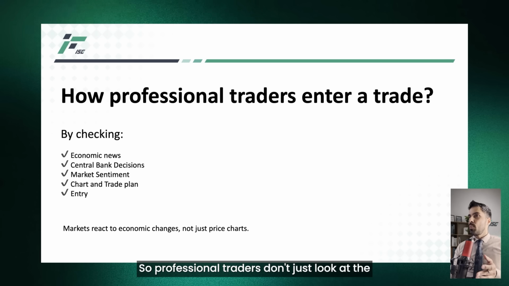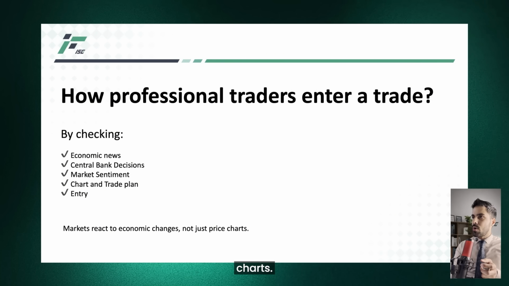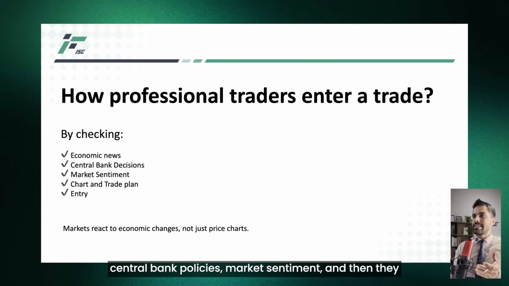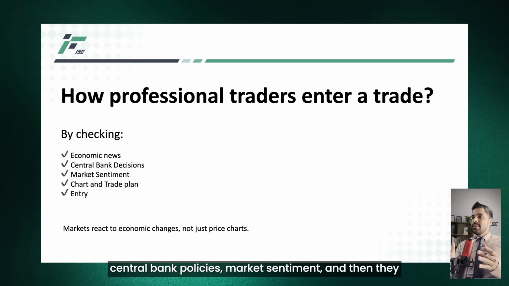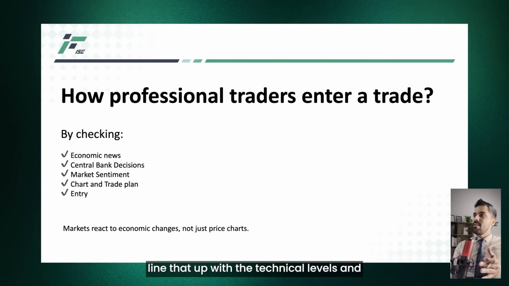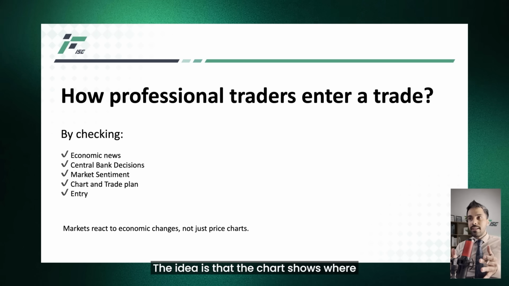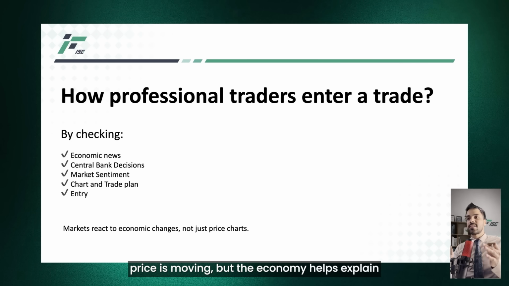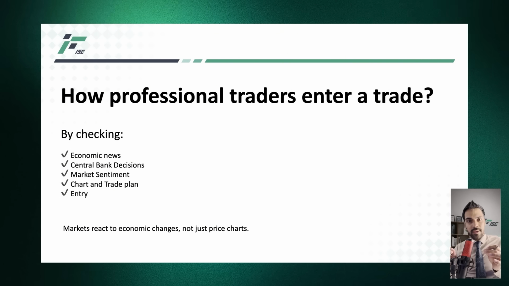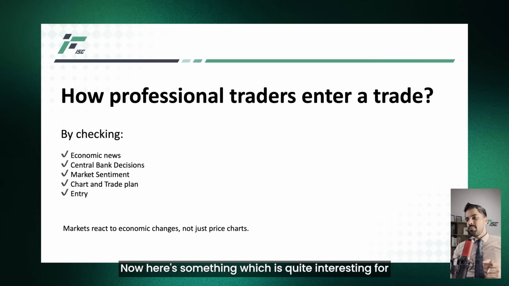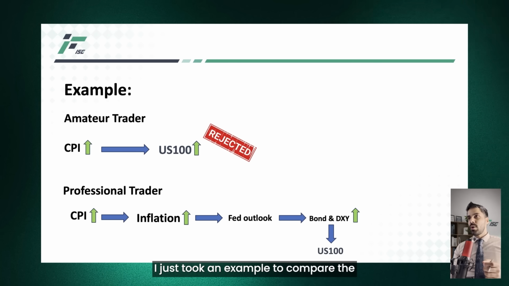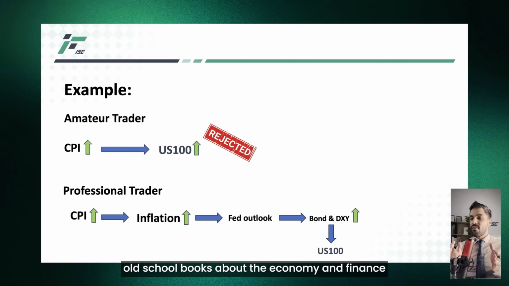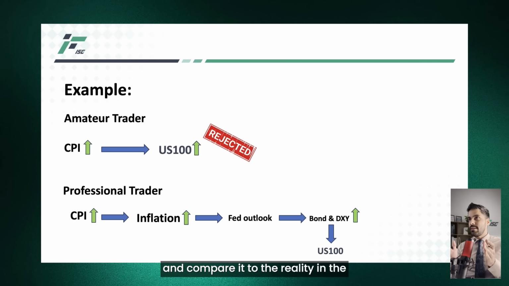That's it. Now let's jump to the next chapter, which is about how professional traders enter a trade. Professional traders don't just look at the charts. They combine multiple angles, such as economic data, central bank policies, and market sentiment, and then they line that up with the technical levels and the trade plans. The idea is that the chart shows where price is moving, but the economy helps explain why it might be moving. Now here's something which is quite interesting for me actually. I took an example to compare the old school books about the economy and finance to the reality in the market.